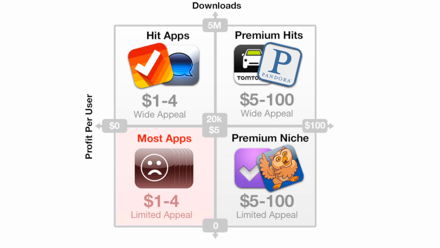But most apps fall into the fourth category in the bottom left-hand corner, where they're usually $1 to $4. And it says here there's limited appeal, but that's not always the case. It isn't that they have limited appeal. The problem is that they only have one transaction per user. They're not looking into the lifetime value of the user. You guys follow me? We're going to talk about that.